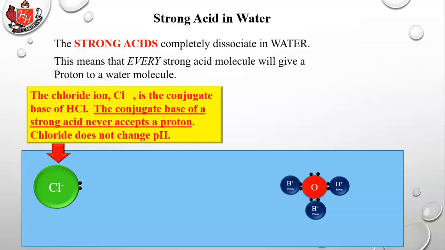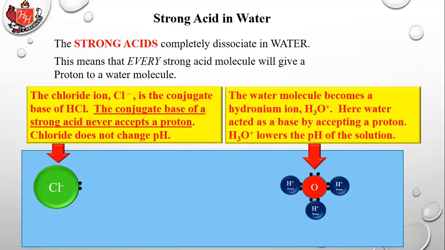The conjugate base of a strong acid never accepts a proton, like I was saying earlier. So it will never take back that proton. It will just remain in solution as Cl-. There are a few elements we talked about in solubility rules that it will bond with, but it will not take back a proton. So chloride is neutral. It does not change the pH of the solution. The water molecule becomes a hydronium ion, H3O+. Here, water acted as a base by accepting a proton. H3O+ lowers the pH. It makes the solution more acidic and therefore makes the pH go down.